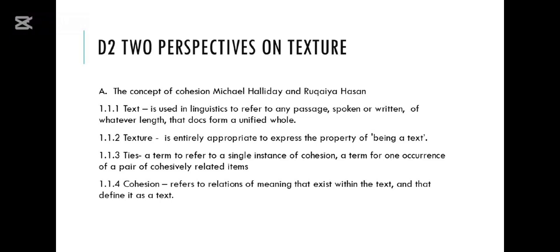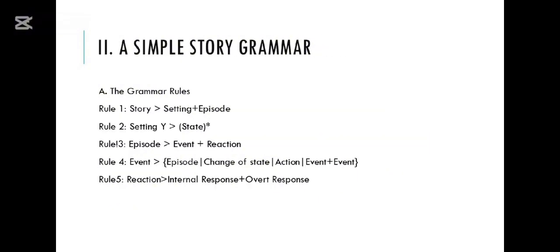For ties, it is a term to refer to a single instance of cohesion, a term for one occurrence of a pair of cohesively related items. Then lastly, we have cohesion itself. It refers to the relations of meaning that exist within the text and that define it as a text.